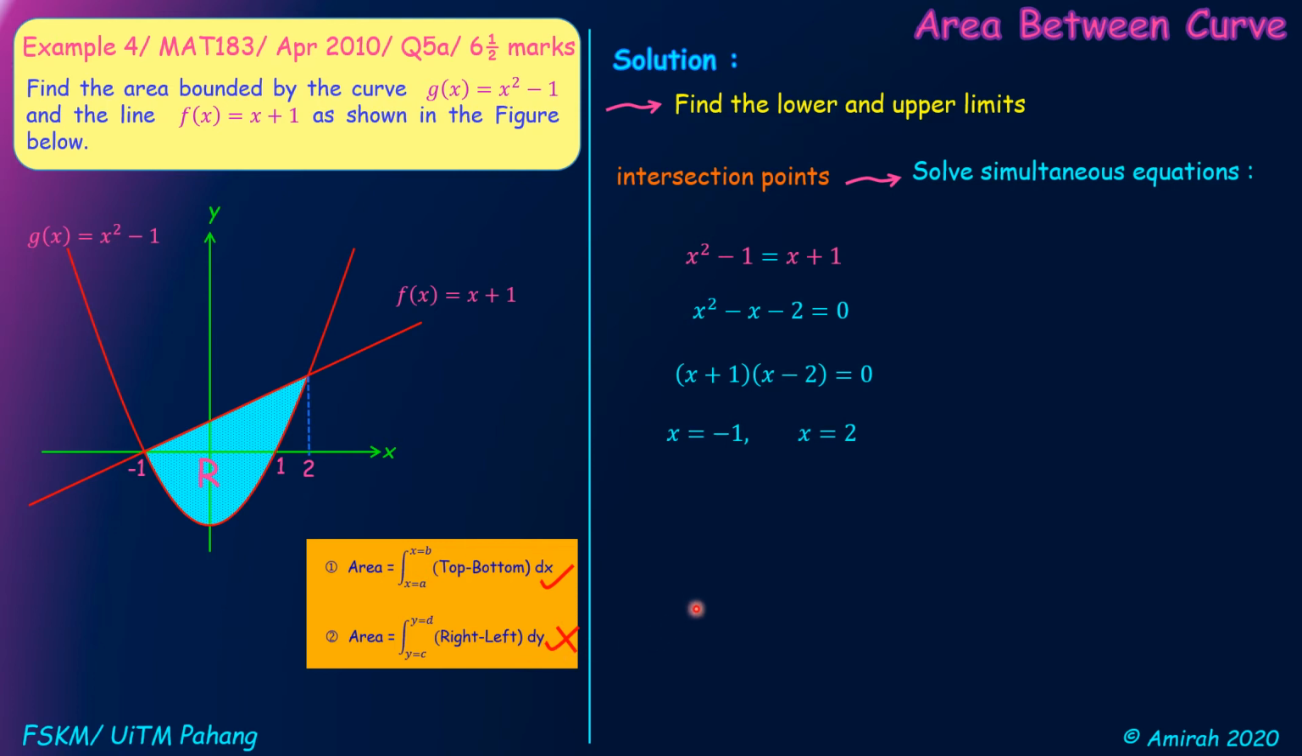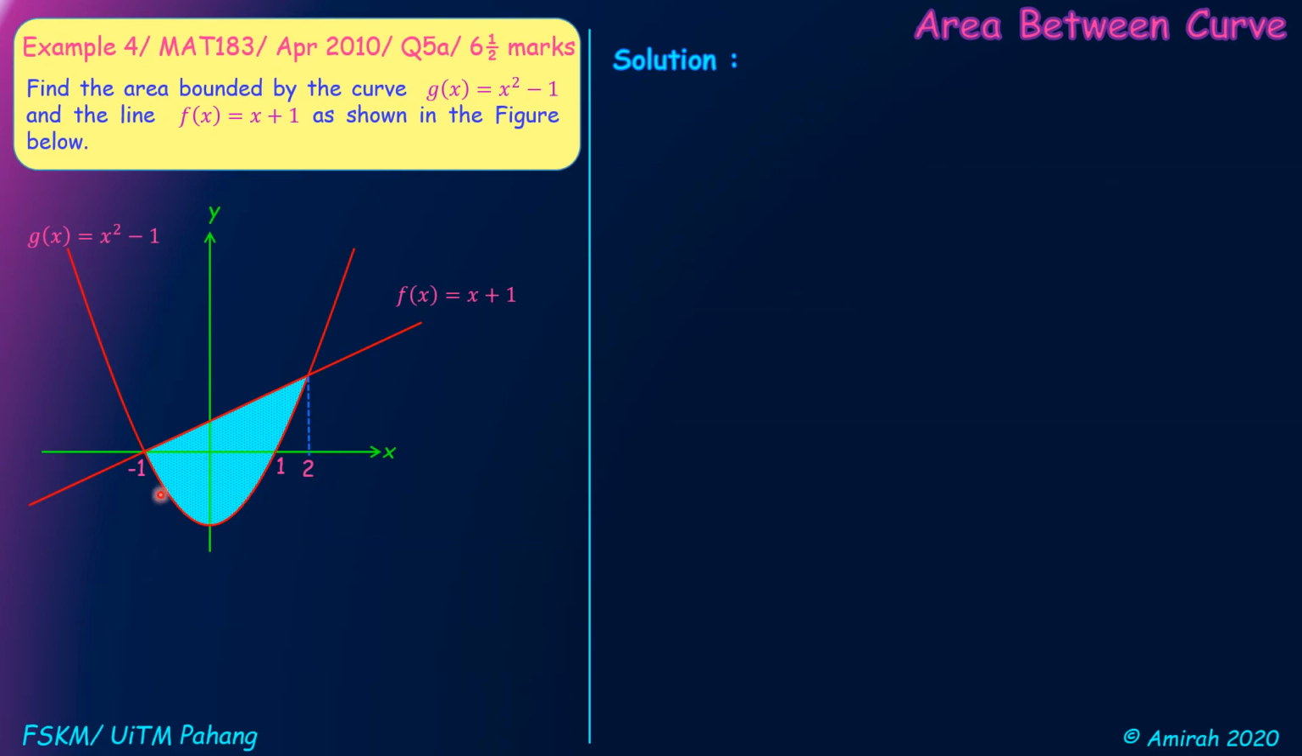So we need to find the value of y. In this case, we just find the values of x. After we find the lower limit and upper limit, the values on the x-axis, then we can rewrite here, to avoid mistakes, this is the line f(x) equals x plus 1. This is the top function, and this is the curve g(x) equals x squared minus 1, and this is the bottom function.